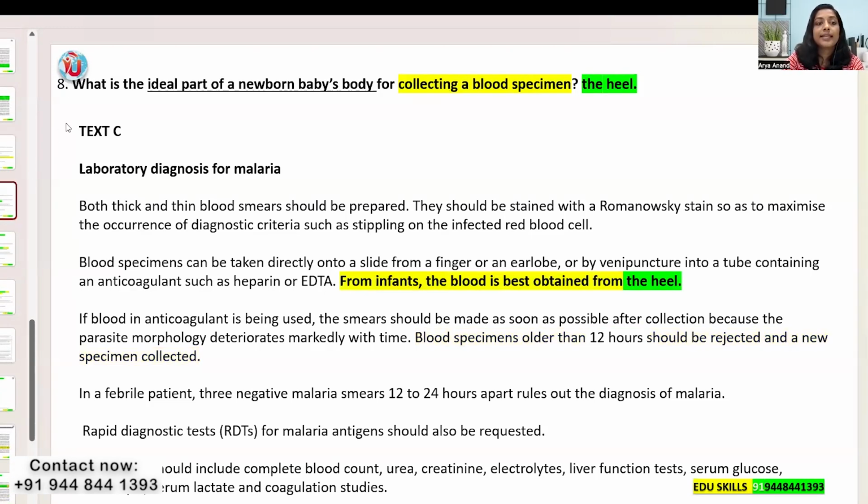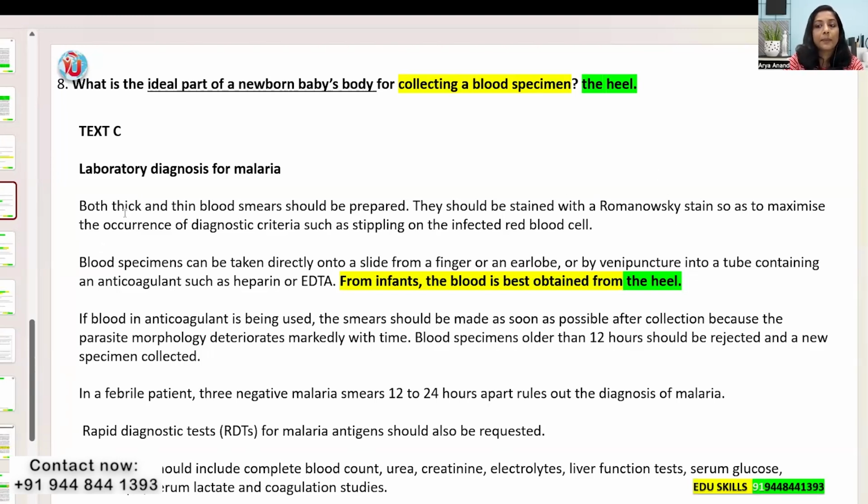Then 8th question, what is the ideal part of a newborn baby's body for collecting a blood specimen? So we identified the key phrase, collecting a blood specimen. So where is it collecting the blood specimen, and for what? Laboratory diagnosis, right? Yes, text C. Here, infants means newborn baby. From infants, the blood is best obtained. That means ideal part, so best obtained. From where? The heel.